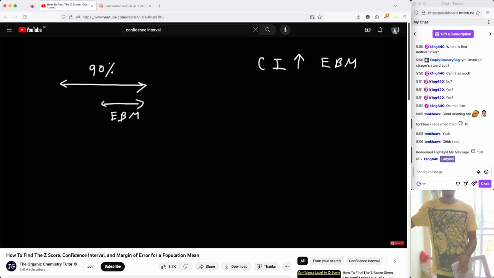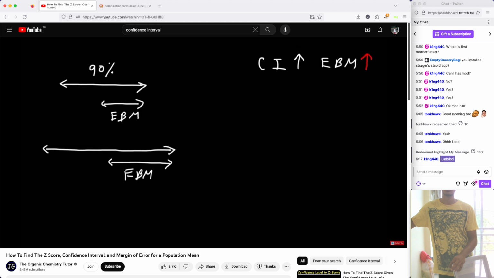Now, let's say we increase the confidence interval from a level of 90% to a level of 95%. A 95% confidence interval will be longer than a 90% confidence interval. So because the EBM is half of that, the EBM is going to be longer as well. So as you increase the length of the confidence interval, the margin of error increases as well, because they're directly related. The EBM is half of the confidence interval.